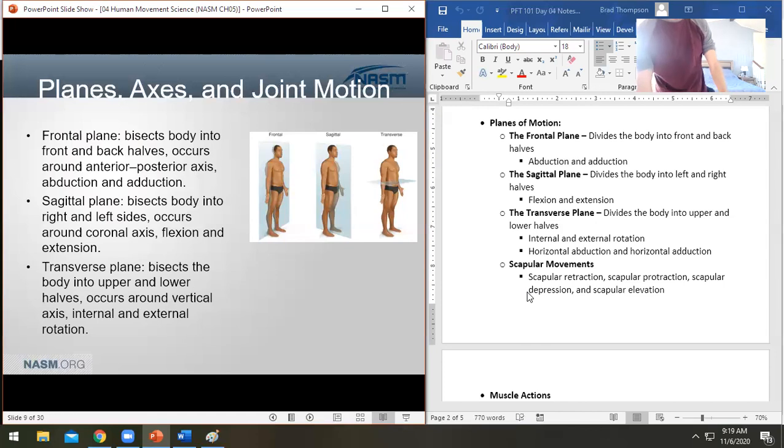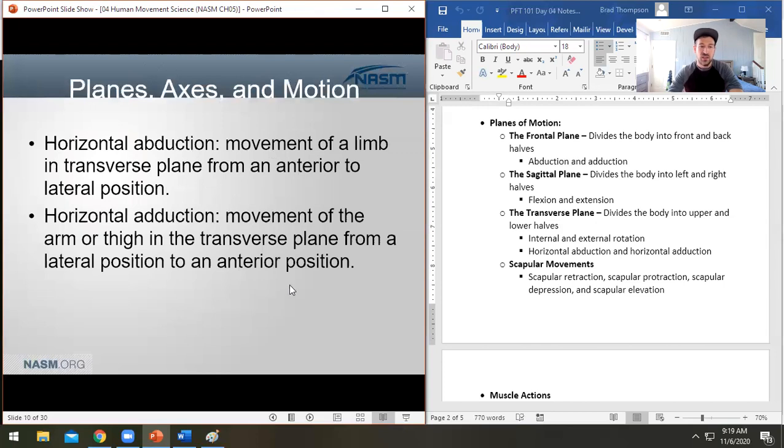There are a few special ones, right? There are some special movements we got to talk about. We got to look at the scapula, for instance. Your ankle is really weird. Your ankle's got some special terms there as well. But those are sort of our primary ones, right? So horizontal abduction movement that is transverse from anterior to lateral, and then horizontal adduction from lateral to anterior.